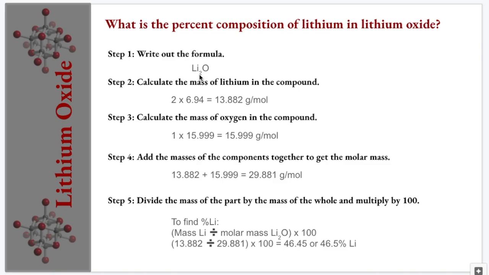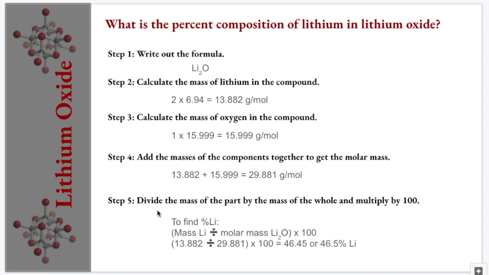Because I had 2 lithiums, I take 2 times my 6.94. Here is the mass of lithium in this compound. And then for the mass of oxygen, we only have 1 times the mass on the periodic table, so we get 15.999. To find the molar mass of the entire compound, we're just going to add the 2 components together. So 13.882 plus my 15.999, and we get 29.881. Okay, so all of that should be review. It's what we've been doing for the past few lessons.